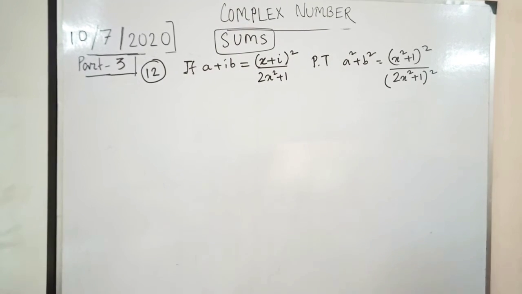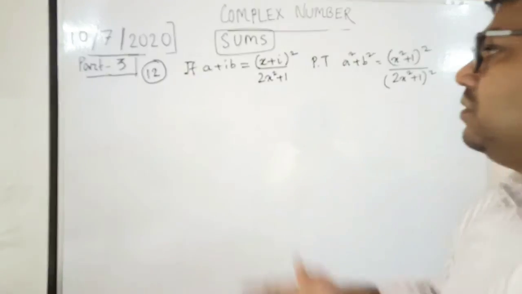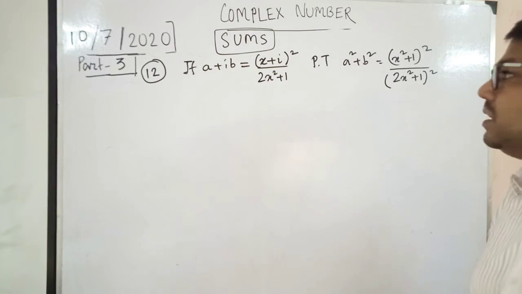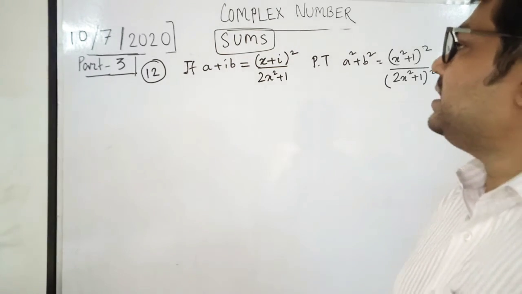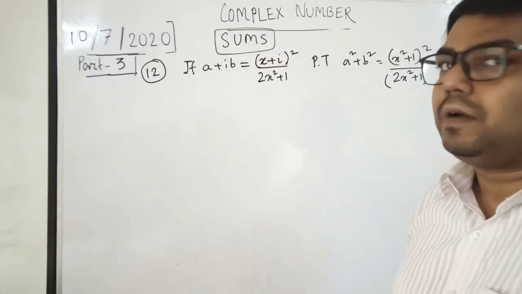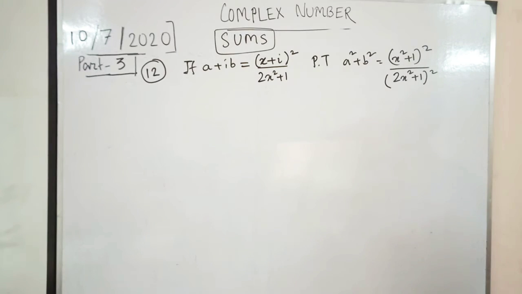Yes, we come back to part 3, which is basically the continuation of part 2, the sums only. That means the complex number sums we are going to continue. So we get another sum: if a plus ib equals (x plus i) whole square over 2x square plus 1, then we have to prove a square plus b square.